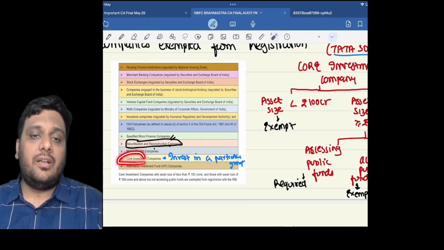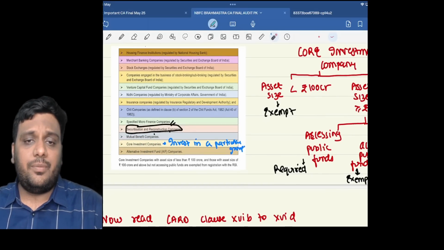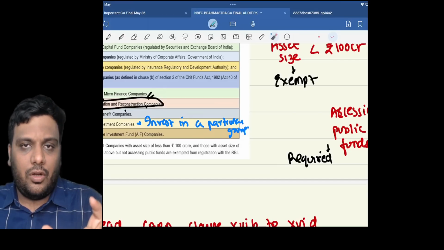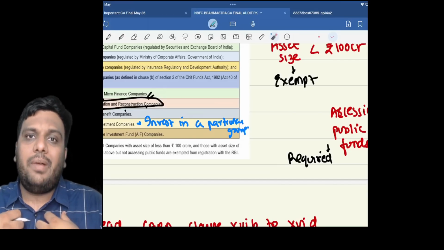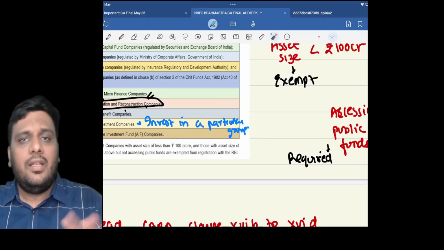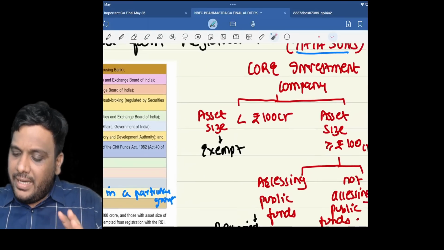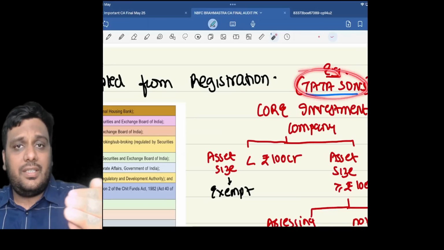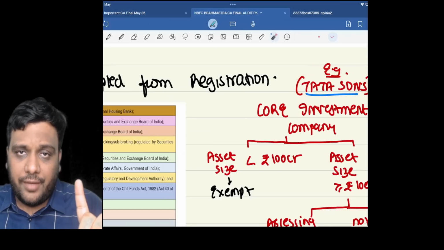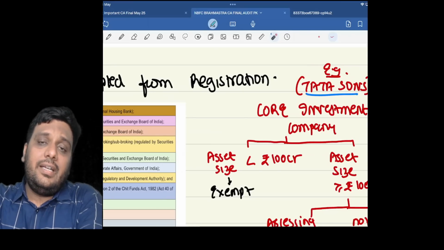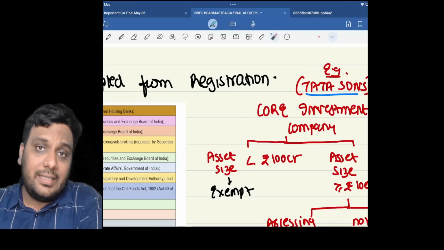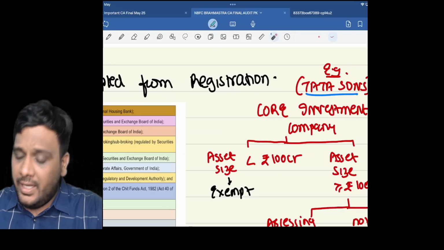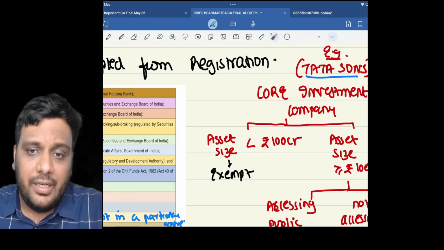is core investment company. What is a core investment company? Core investment company is a company which will invest in a particular group. All right. For example, if I'm investing all my assets in Tata, only Tata, then I'm a core investment company. So best example of core investment company is Tata Sons, which is investing in various companies of Tata. Okay. Technically, the criteria is that more than 90% of the total assets of Tata Sons should be invested in the Tata group.